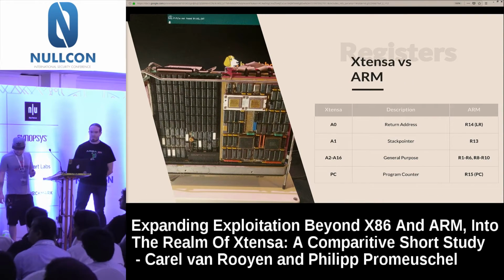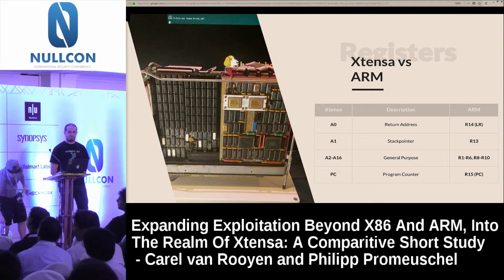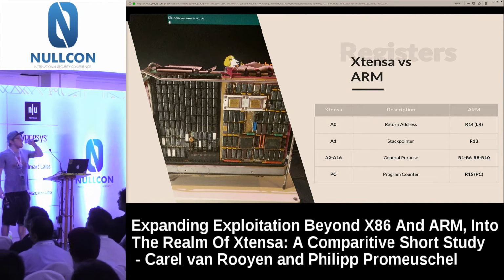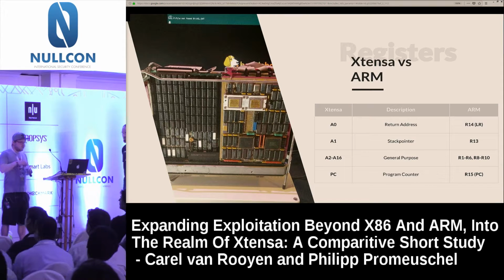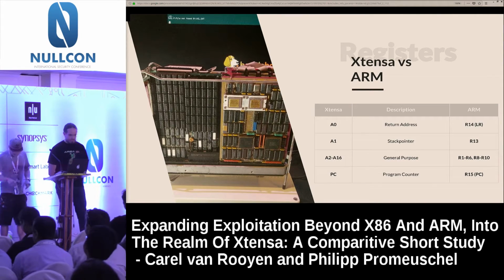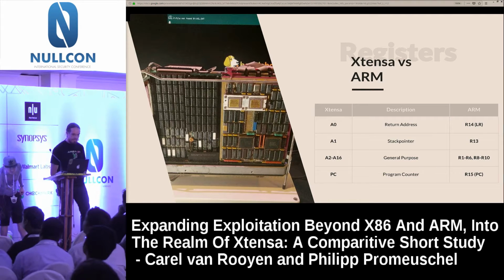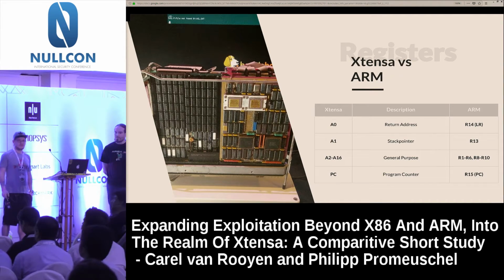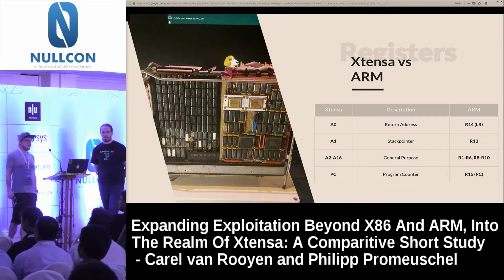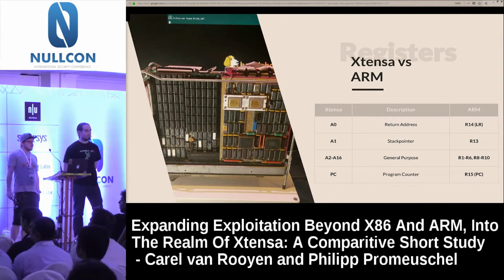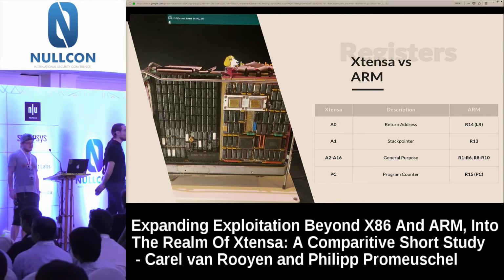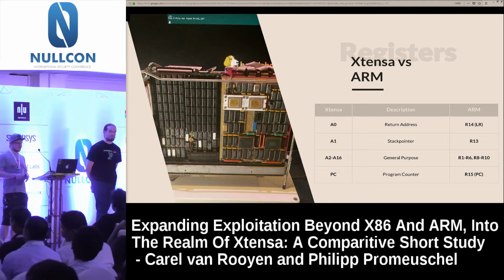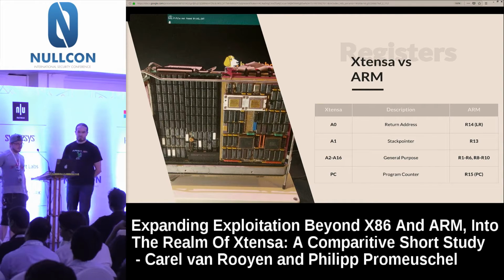So here we have a list of the general purpose registers and what you should be aiming at in your exploitation. You'll notice that we have A0 to A15 on Xtensa. We have a comparison for the program counter over there, and you want to be able to affect these in your exploit, so to change the data on these specific registers. And we'll show you some more code examples in a bit.